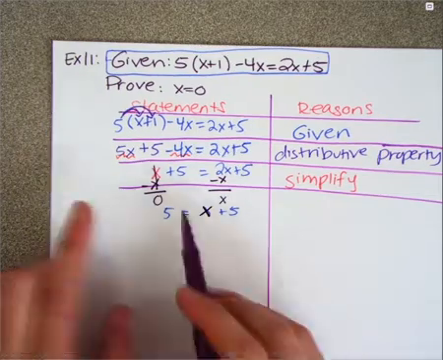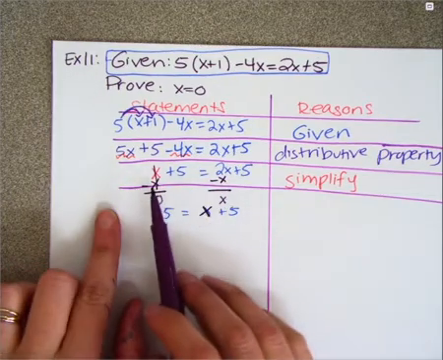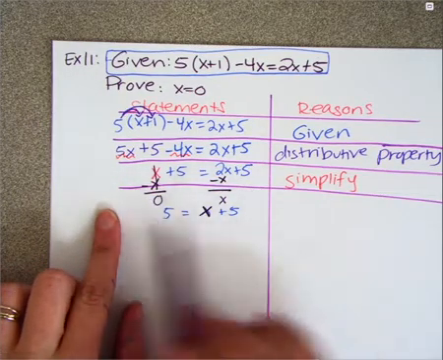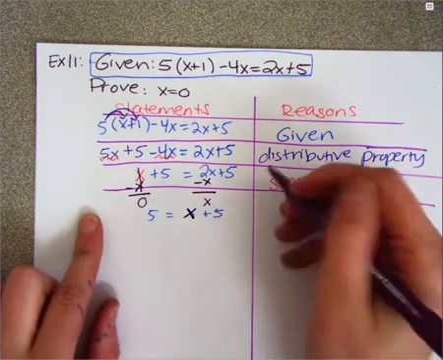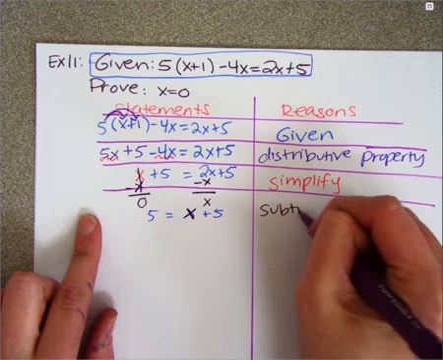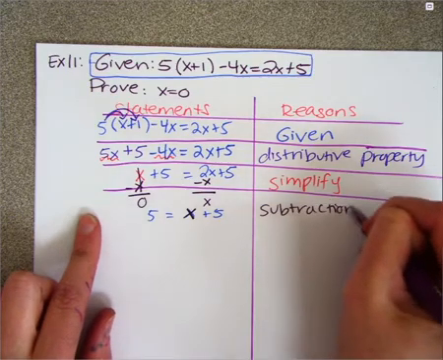All right, so since I subtracted x on both sides of the equation, what is that property called? It is called the subtraction property. Yay, subtraction property.